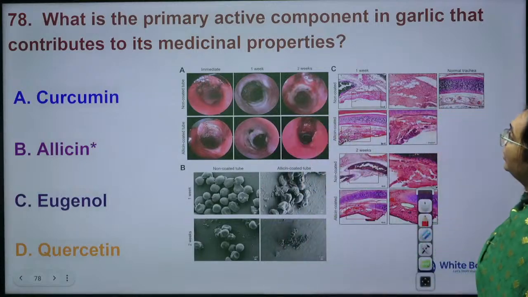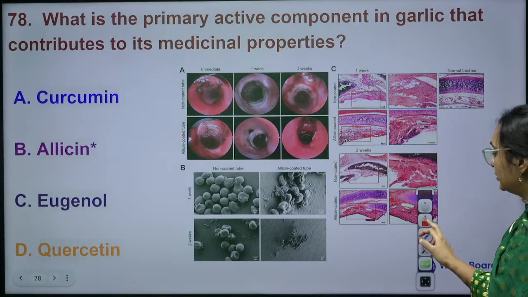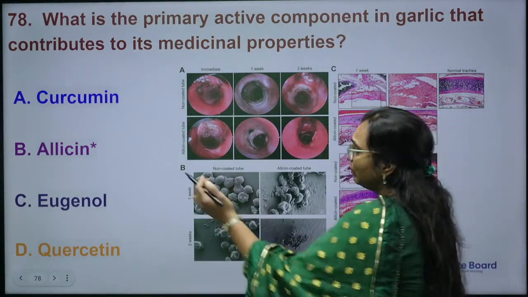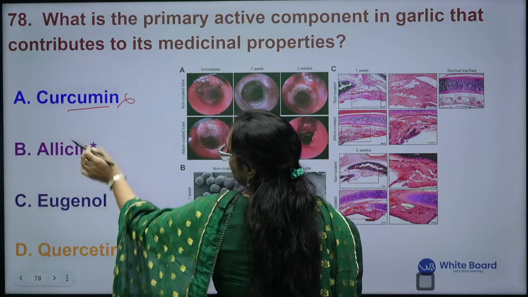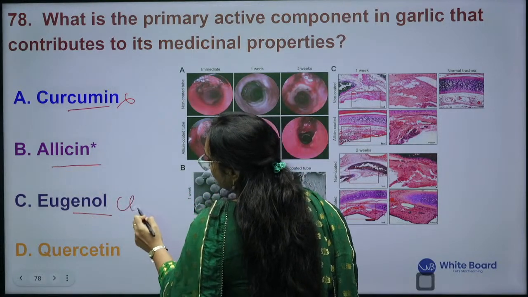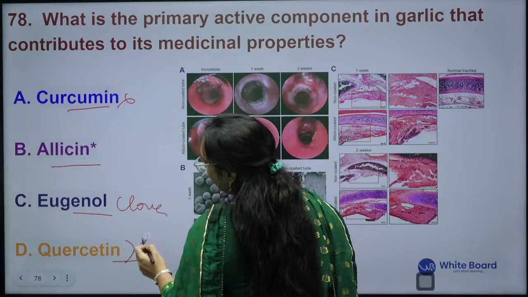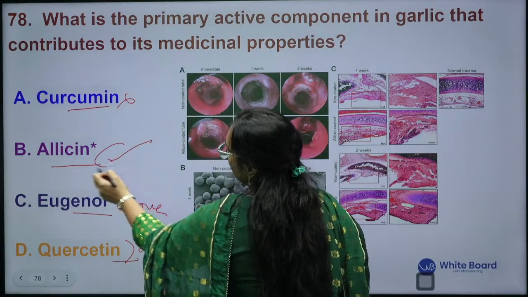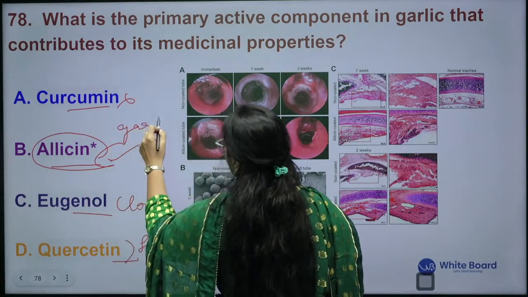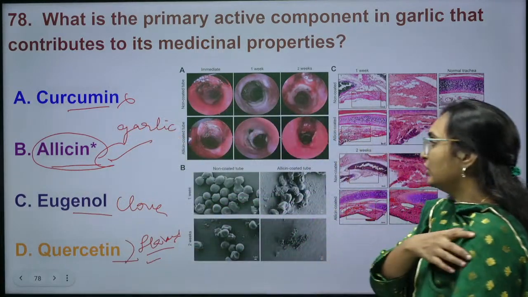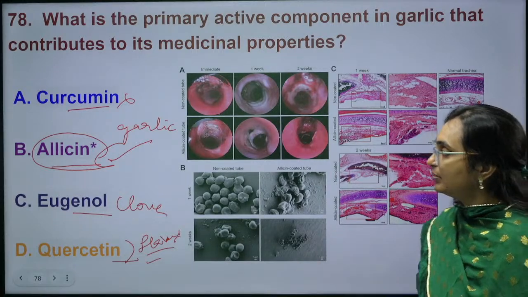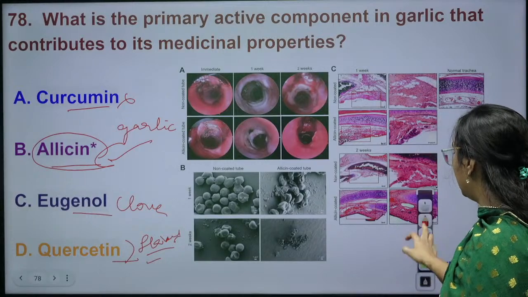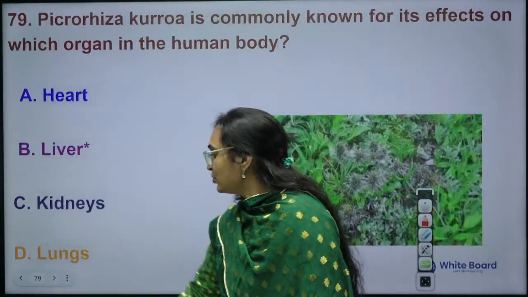What is the primary active component in garlic? The chemical constituent of garlic is allicin. Curcumin is from turmeric, so it is not correct. Eugenol is from clove. Quercetin is a flavonoid present in many compounds. Allicin is present in garlic and is responsible for medicinal properties like antibacterial and antioxidant properties. So, answer is B. Next question.